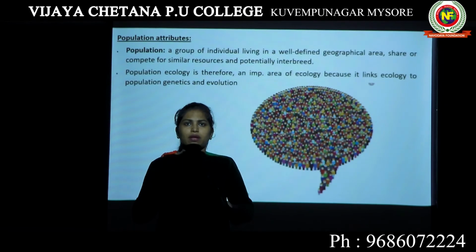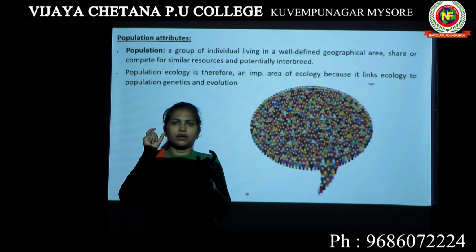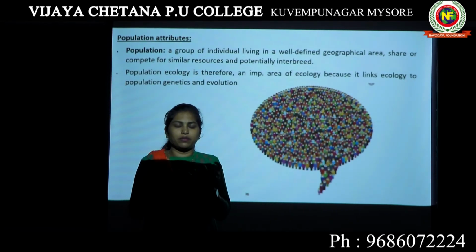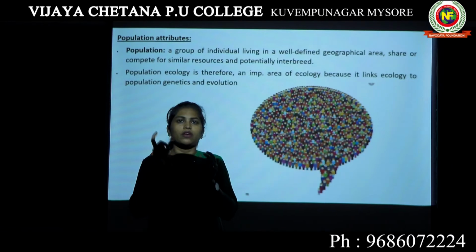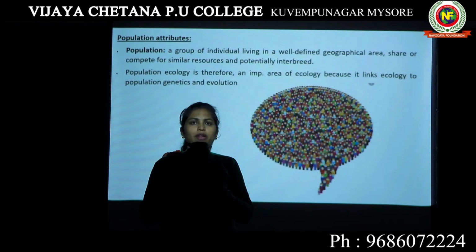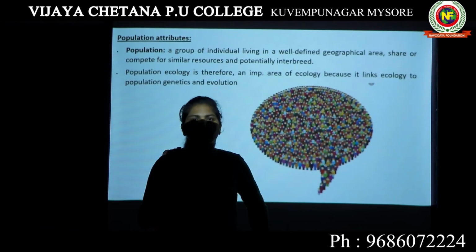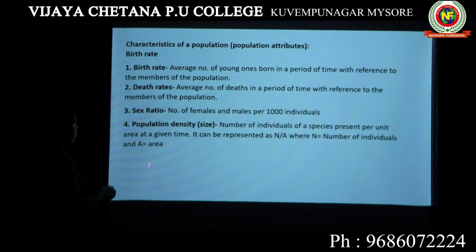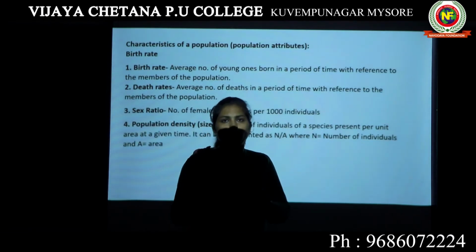This is a population. Now there are certain characteristics which are specific for this particular population. They are known as population attributes or characteristics of a population. What characteristics can a population have? Now, these are the different characteristics of a population. So, they are known as population attributes. Characteristics which are specific to a population.